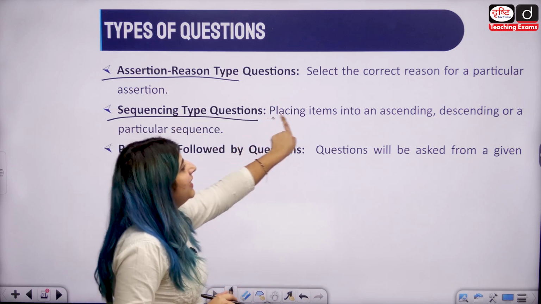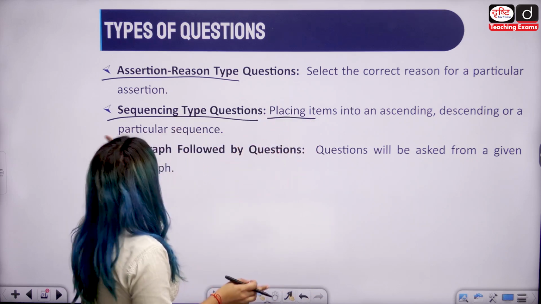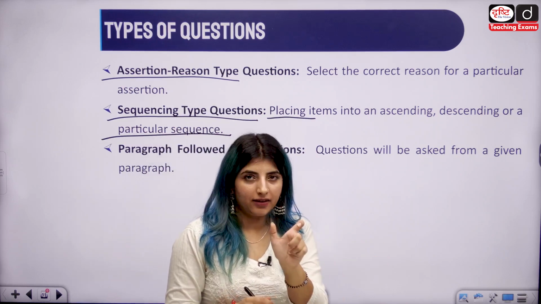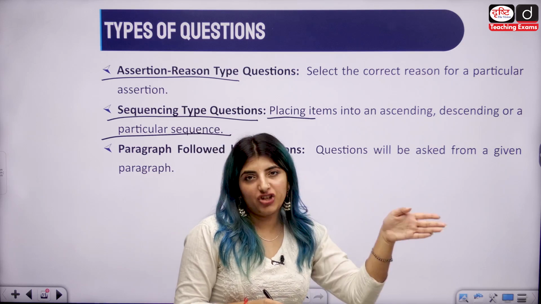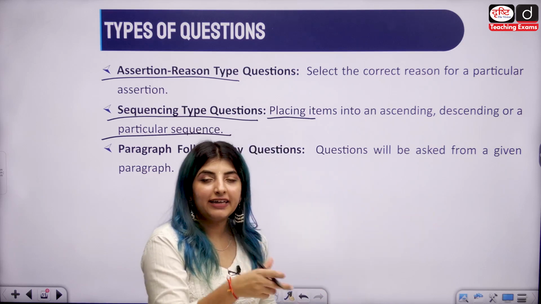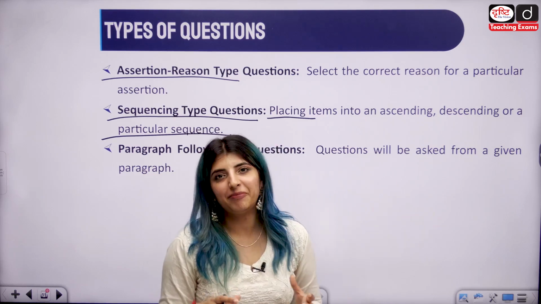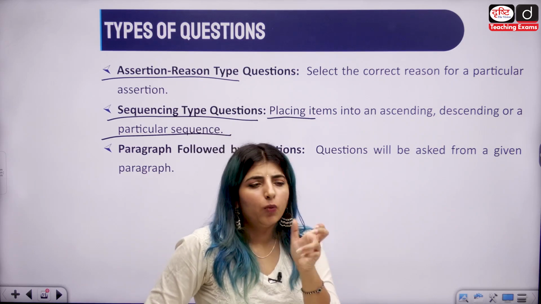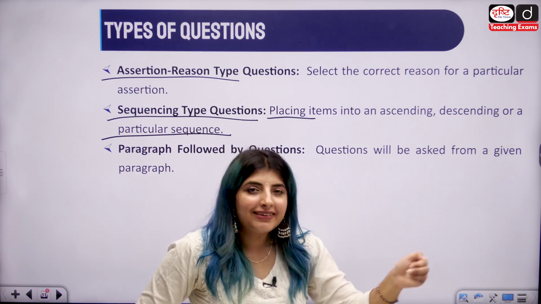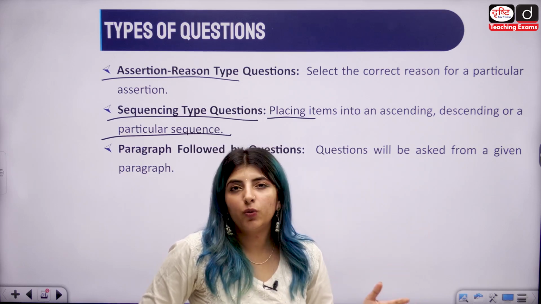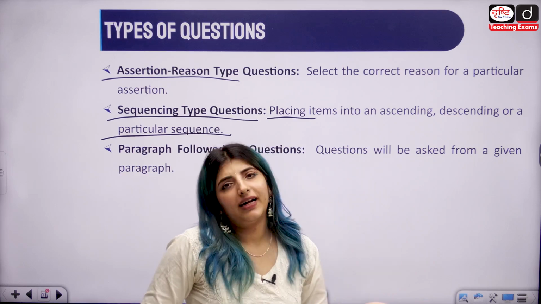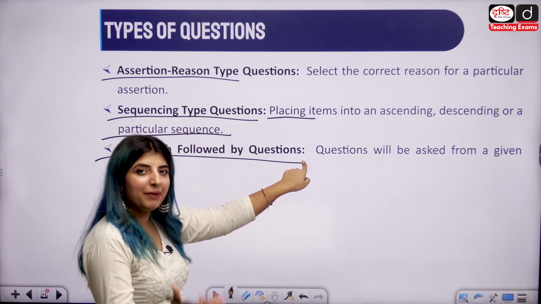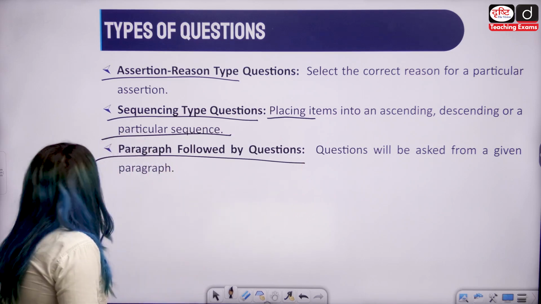Sequencing type questions, placing items into an ascending, descending or a particular sequence like A, B, C, then they will leave one thing as a blank there, then E, F, G. So the missing sequence here is D. This is the easiest example that I could give you to have an understanding about what types of questions are asked. So numbering sequence, alphabetical sequence, missing letter, etc. They do ask questions like that. Paragraph followed by questions, basically comprehension, correct?